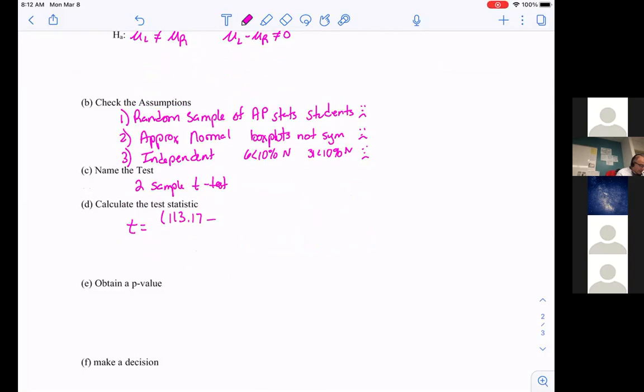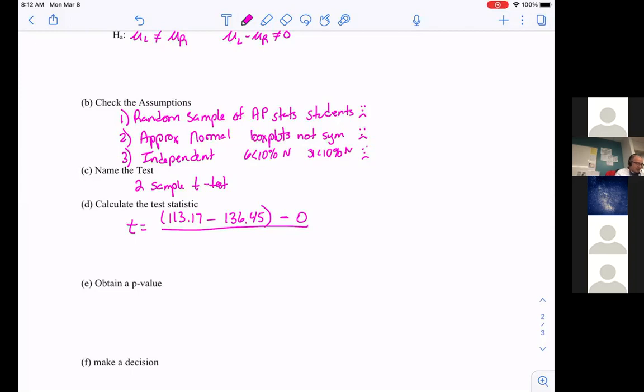113.17 minus 136.45. So that is the observed difference. I'm expecting a difference of 0. In reality, that makes no never mind, because minus 0 is still just going to be 0. Okay, and now I need that standard deviation adjustment here in my denominator.